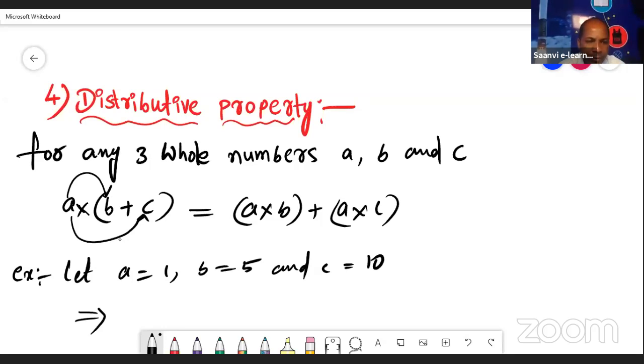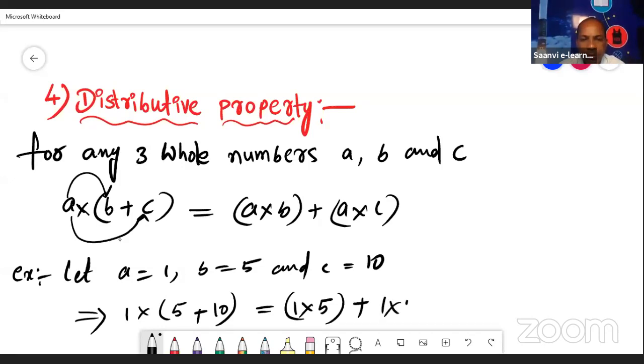See here, A value 1 into (B value 5 plus C value 10) is equal to A into B, where A value is 1 and B value is 5, plus A into C, where A value is 1 and C value is 10. Now simplify LHS and RHS to see whether we get the same result or not.